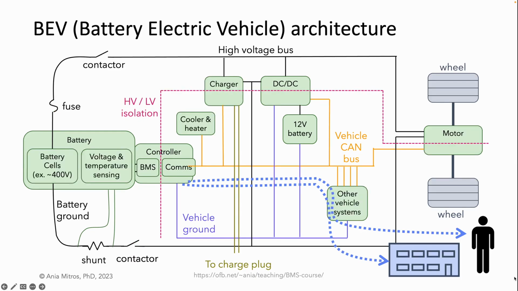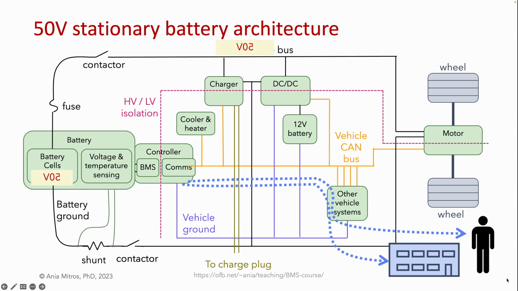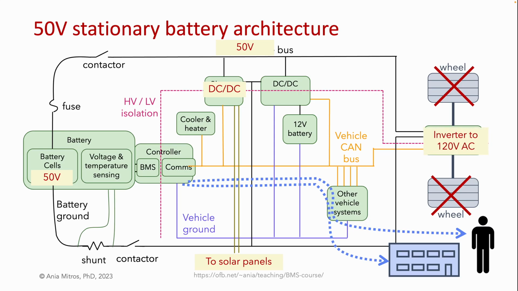Now, let's consider what would be simpler for a 50-volt stationary energy storage system. We don't need wheels. The charger connection might go to solar panels, and the charger gets replaced by a DC-DC converter between the battery's 50 volts and whatever the solar panel array outputs. We lose the motor and the motor controller, but the circuit to generate a home's 120 volts AC is actually in many ways similar to a motor controller. Importantly, since 50 volts is much safer than 400 volts, and since regulations reflect this, the high voltage isolation may go away or be much simplified.